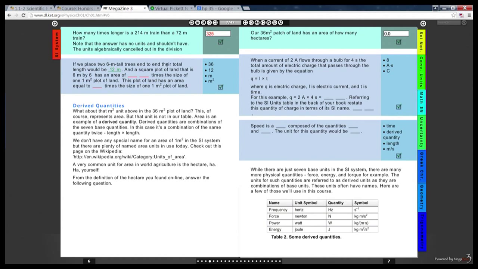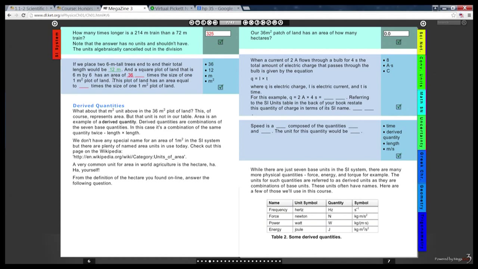Now, a square plot of land is 6 meters by 6. Oops, that should have a meter right there. That's weird. Okay, and that would be 36 times the size of one square. That is so bad of me, because that's actually wrong. That's correct. Let's do this one. Well, let's see. Shoot, because there shouldn't be a unit there. 6 by 6 meters should be 36 times the size of one.